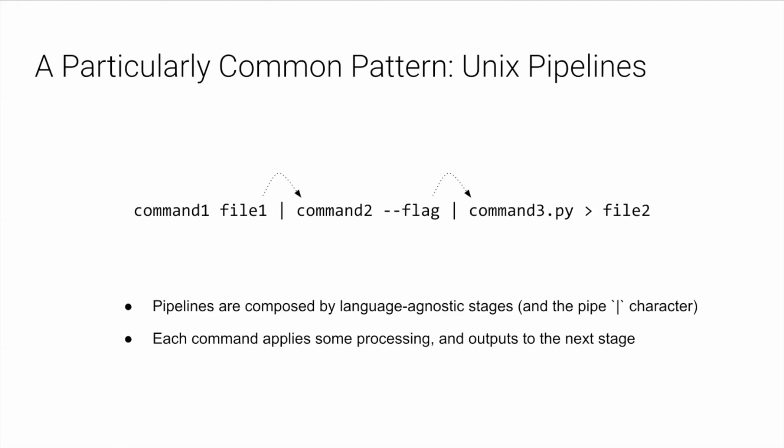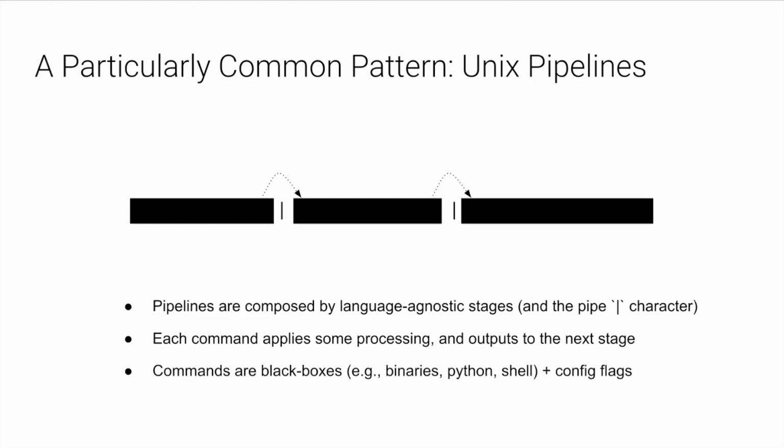This language agnosticism is powerful because it allows composing stages developed in any language, ranging from Python to Ruby to C++ binaries and other shell scripts, but it's also challenging because there is no unified program analysis that can be applied to all these commands to extract useful properties. That is, from the point of view of the shell, these commands operate as black boxes.